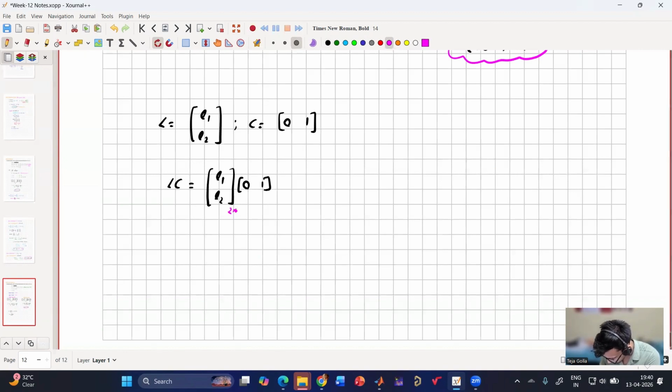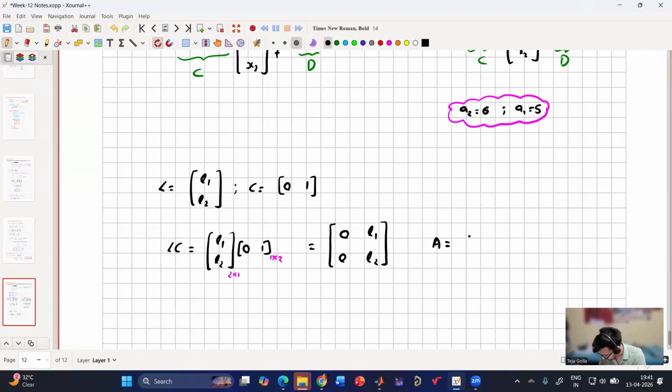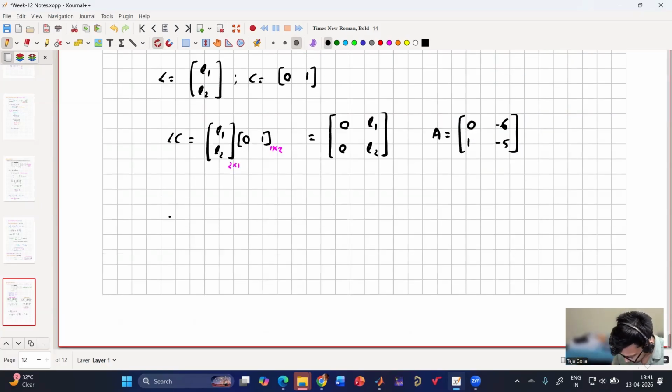So this is 2 cross 1, this is 1 cross 2, so the final will be 2 cross 2. The first row will be 0, L1. The second row will be 0, L2. So this is LC. And what is my A matrix? A matrix is 0, minus 6, 1, minus 5. So A minus LC is 0 minus 0, 0, minus 6 minus L1, 1, and minus 5 minus L2. So this is my A minus LC.